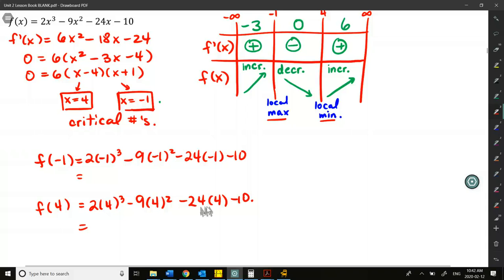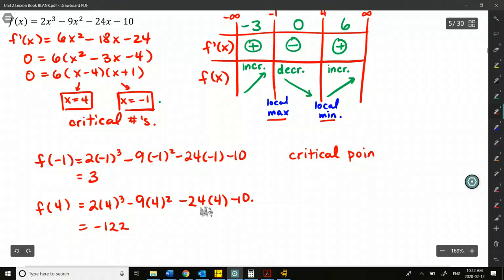Did you guys get 3 for the first one? Yep. Okay, anyone have the last one for us? Did everyone else get negative 122 here? Yeah. Okay, so these are called critical points, right? So the critical numbers are the x value, and then the critical points are going to be at negative 1, 3, and 4, negative 122.